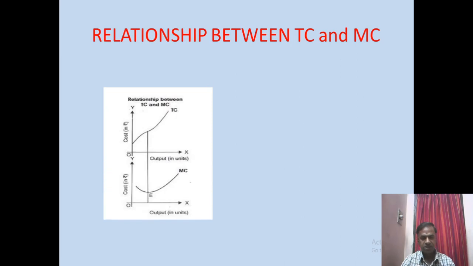The last, the relationship between TC and MC. You see here, this is the TC curve, total cost curve. This is marginal cost curve. MC is derived from TC. We know very well MC is equal to TCn minus TCn-1. MC we derive from TC.